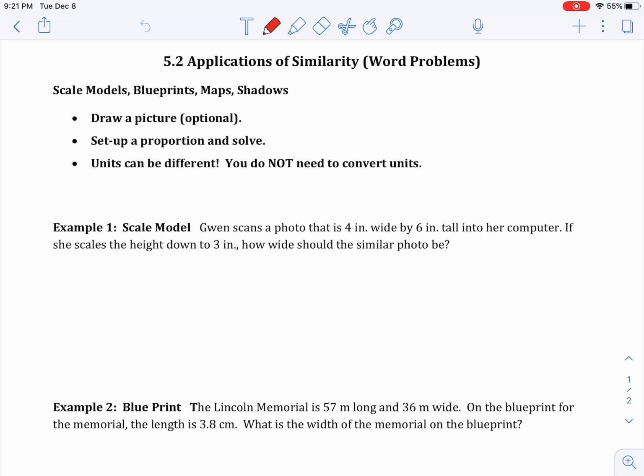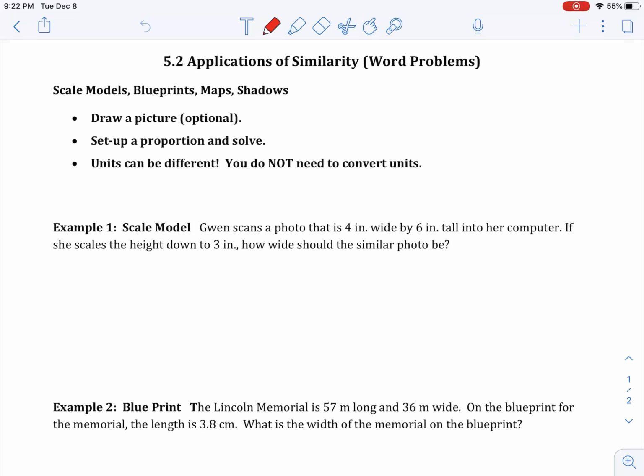And what's important that you understand is sometimes the units will be different. So especially when you're dealing with things like scale models and maps and blueprints, one of the units might be in something more like feet or meters, and then when you're dealing with something shrunken down a lot, then they might convert over to something like centimeters or inches. And so when you're dealing with different units in a proportion, you do not need to convert units. And I'm going to show you an example, I think it's in example 2, why you don't. For some of you that'll make sense, and for some of you it won't. But please remember that you don't ever need to convert units.